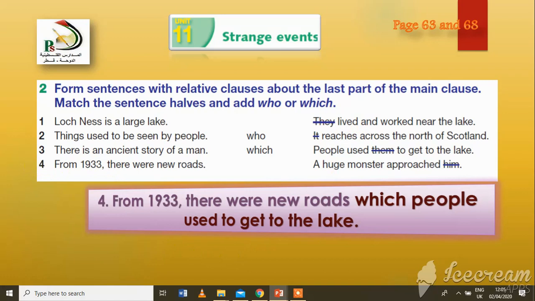From 1933, there were new roads which people used to get to the lake. See, here the relative clause, if you focus here, did not come in the middle. It came at the end of the main clause. So you have to match them and write sentences 1, 2, 3 only, because number 4 is done by me. Send me your written work.